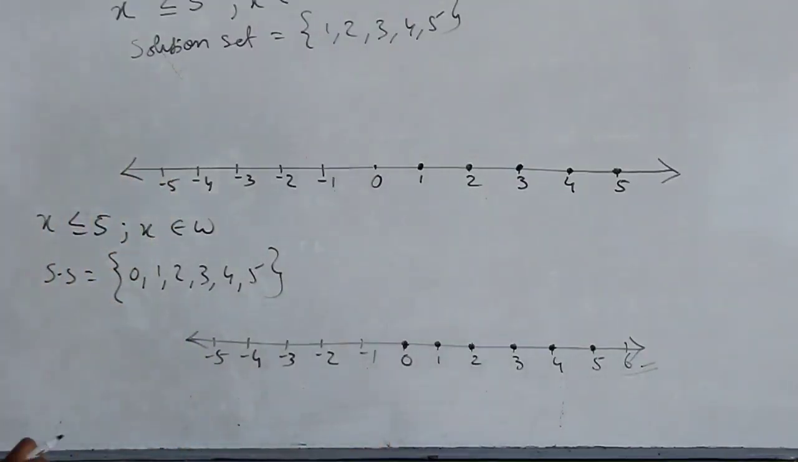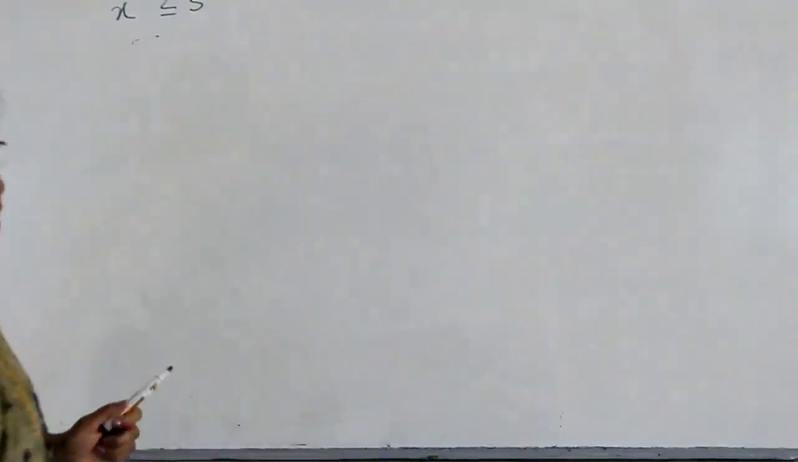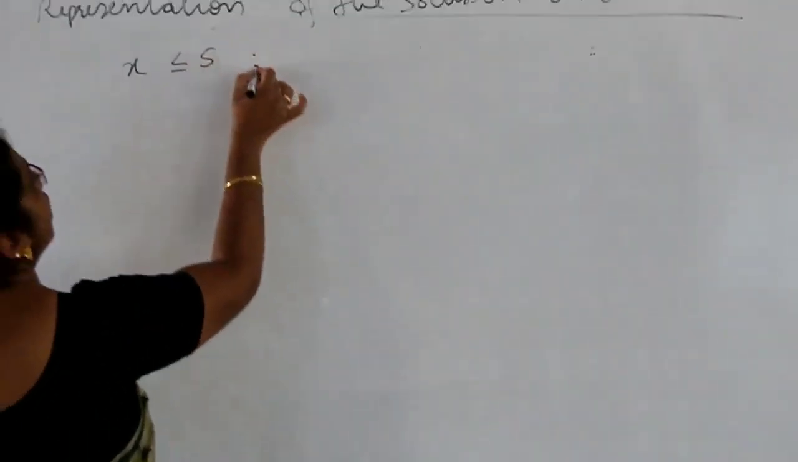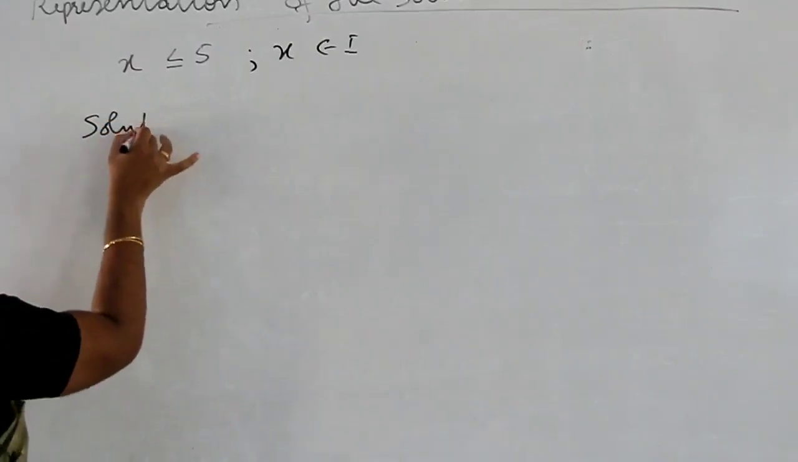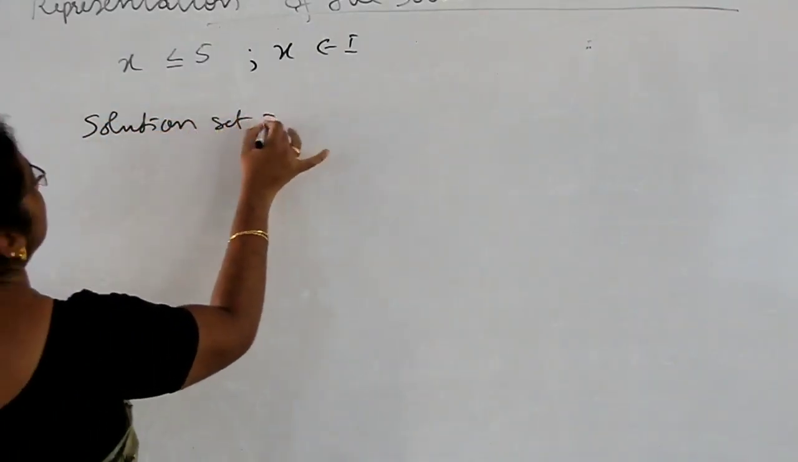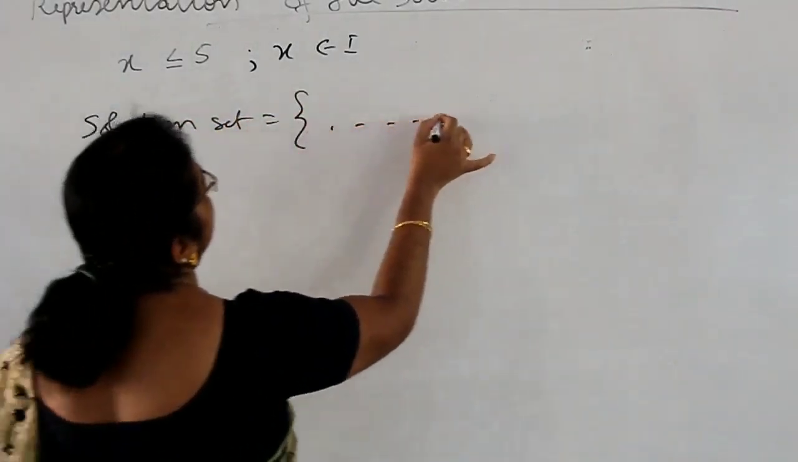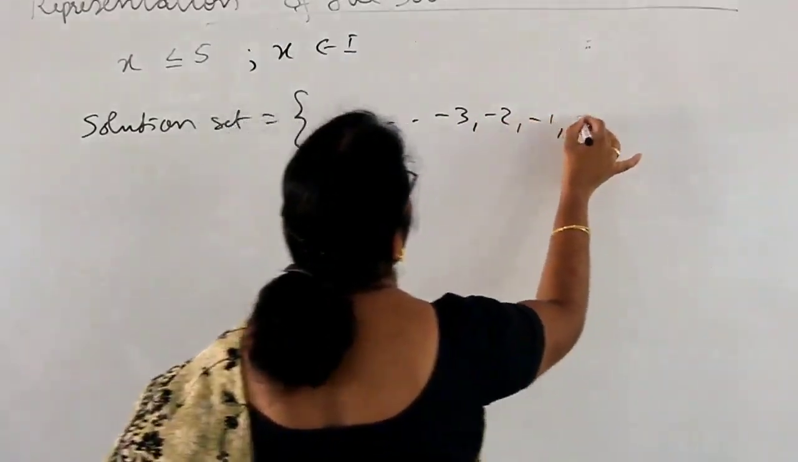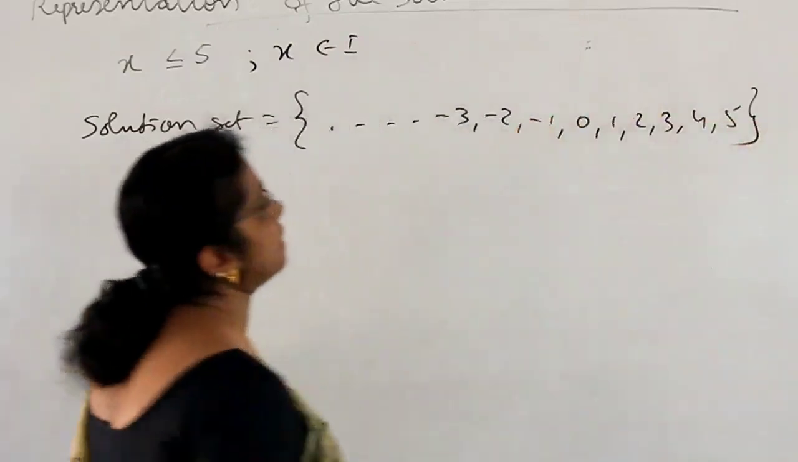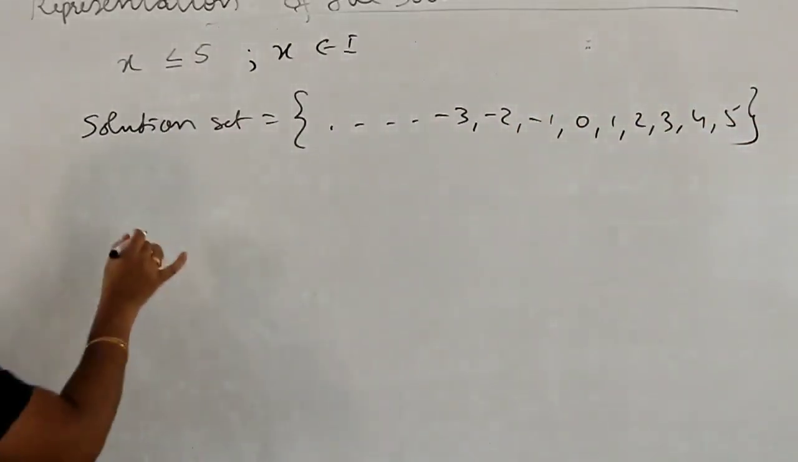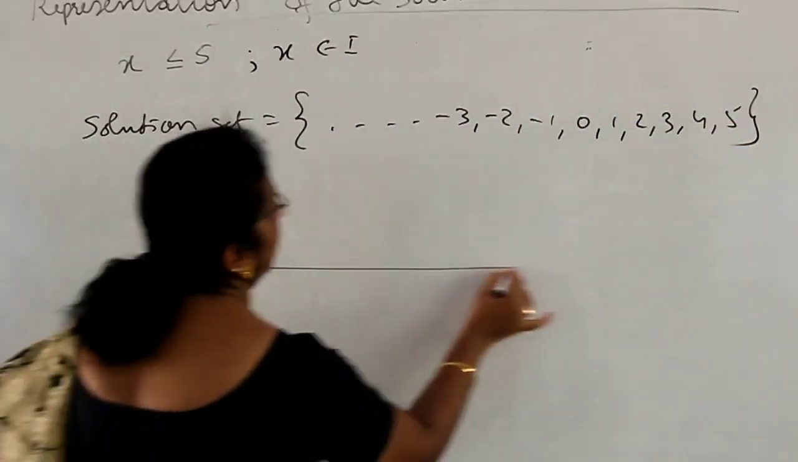Next, when the same inequation, x less than or equal to 5, x belongs to integer. In this case, what is the solution set? The solution set equals, we know that, ..., minus 3, minus 2, minus 1, 0, 1, 2, 3, 4, 5. This is the solution set. We can represent the solution set on a number line in this way.